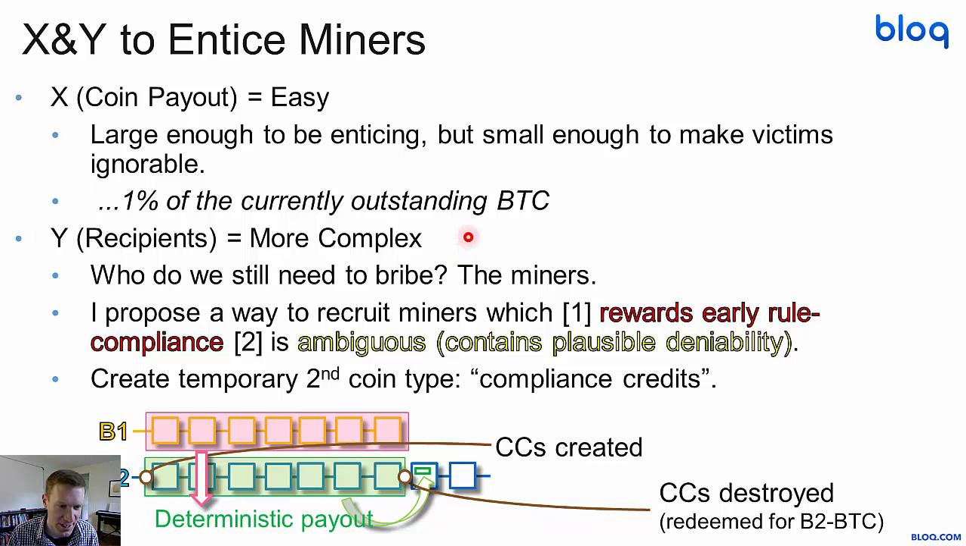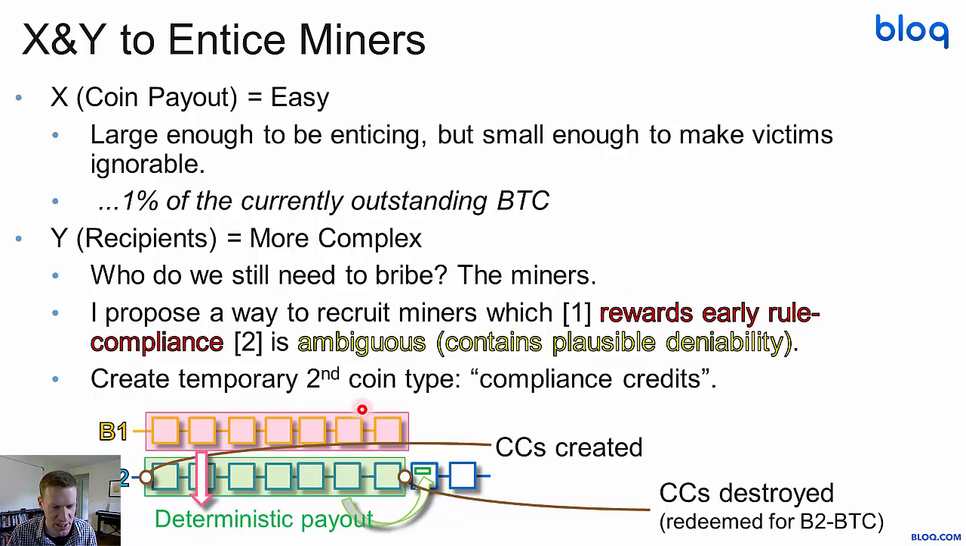Choosing Y recipients is going to get a little complicated. Again, we still need to bribe the miners, so we want to only pay the miners who help us out. So how do we pull that off? Well, I say we recruit miners who help us early on, and we want to recruit miners in an ambiguous way so that they have plausible deniability. I'll explain why I've chosen these two factors in a moment. But first I'm going to explain how we recruit them.